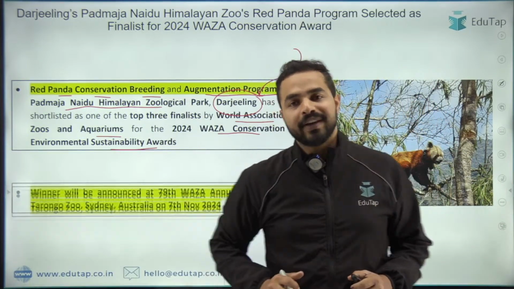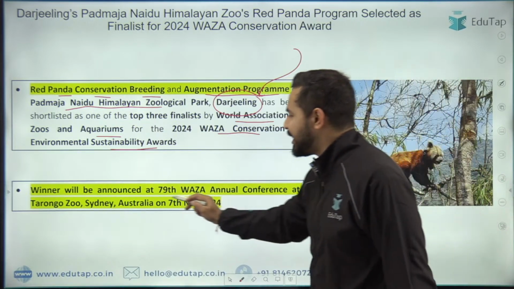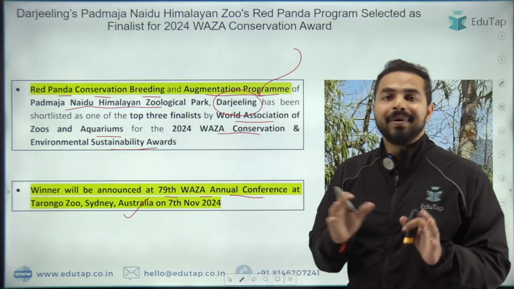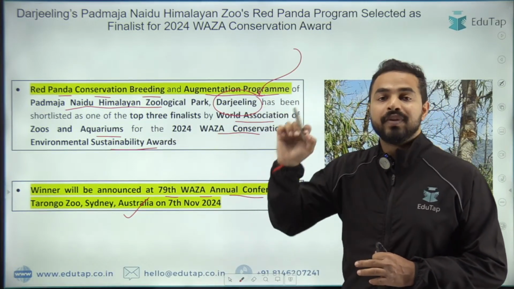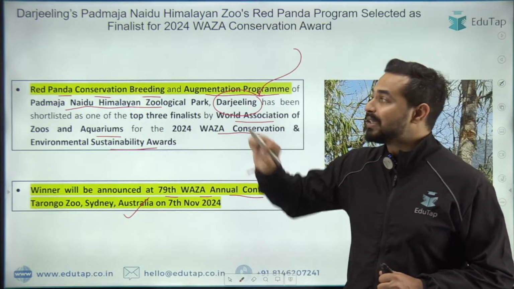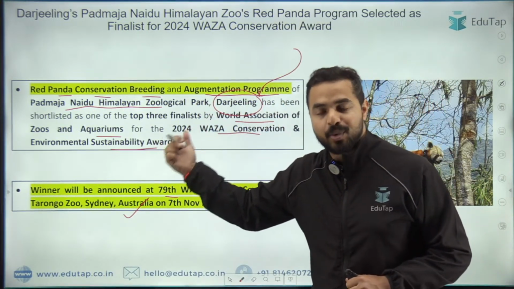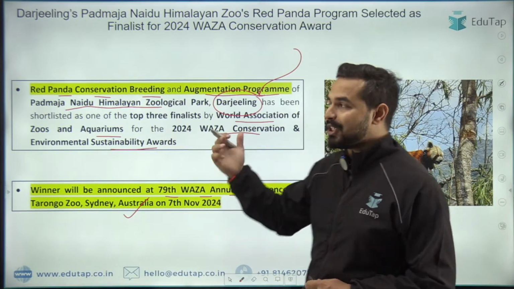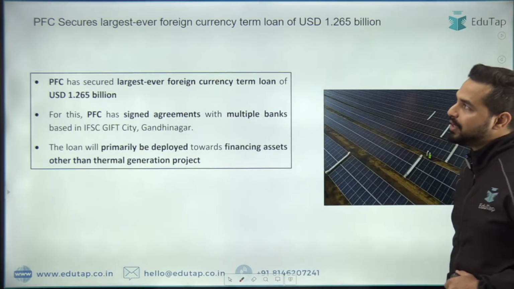And let me tell you that the final results of this conference, this award will be announced at the 79th WAZA annual conference which will be taking place in Australia. तो नवंबर के अंदर पता चलेगा that whether this program wins the award or not. But right now we have to basically remember that yes, this is the name of that program, और ये कौन से zoological park का program है which has been shortlisted among the top 3 finalists for this particular award. So I hope that you will be able to remember this part. Let's move on to the next question.